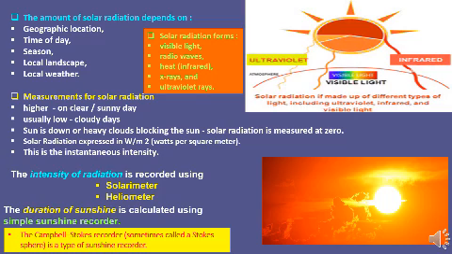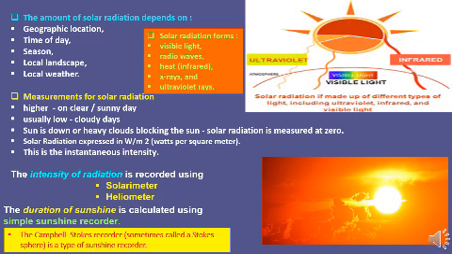As far as the measurement of solar radiation is concerned, it is higher on clear sunny days and usually low on cloudy days. When the sun is down or heavy clouds are blocking the sun, solar radiation is measured at 0. Solar radiation is expressed in watts per square meter, and it is the instantaneous intensity.